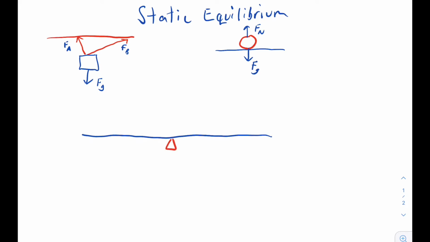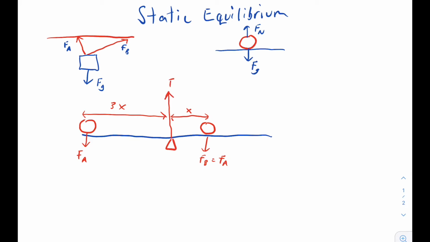Let's now look at another example involving a seesaw. Suppose that two objects of equal mass are placed onto this seesaw. One object is placed a distance from the pivot point, which is equal to x, and the other object is placed a distance equal to 3x. Let's say for this example that the seesaw is massless. We know that there will be a normal force exerted by the pivot equal to force A plus force B.